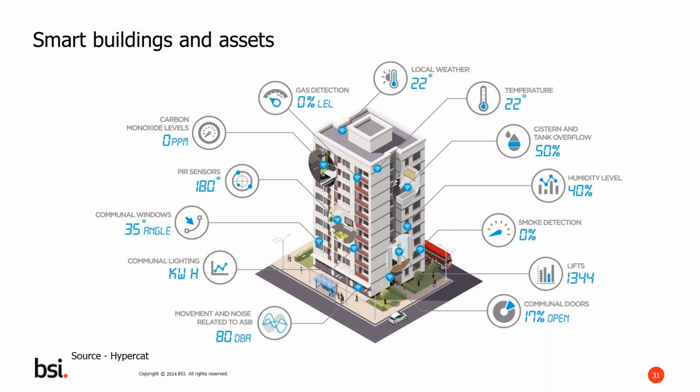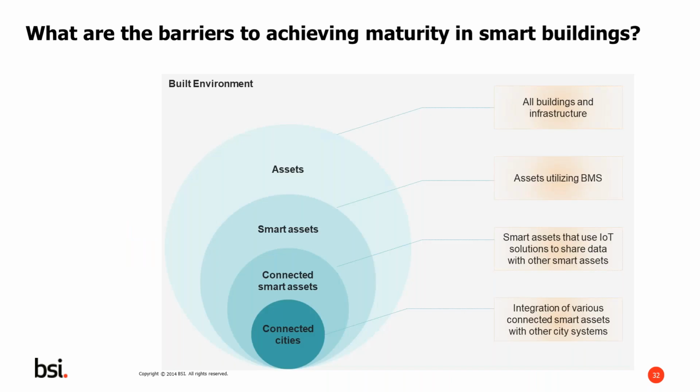This infographic identifies some of the things that might be possible in a future smart building world and smart asset world, but obviously will require a significant amount of technology, and standardization with that technology, to make sure it happens in a non-proprietary manner. And that is what BSI's current focus is on: how can we enable a non-proprietary smart asset world to be developed? So what are the barriers to achieving maturity in a smart buildings and smart asset world?